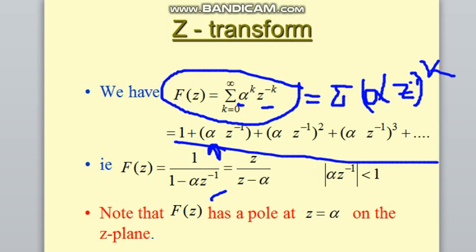Then just multiply by z in the numerator section and the denominator section, and you will definitely get that the magnitude of alpha z inverse minus 1 is less than 1. Note that the F(z) has a pole at z equal to infinity on the z plane.